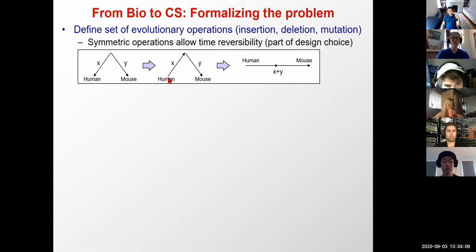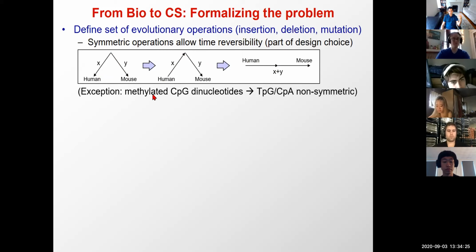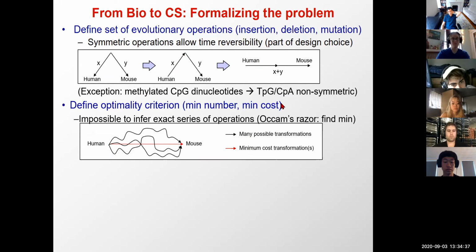And basically, the reason for time reversibility is that as we're aligning human to mouse, we want to be able to talk about operations that are directional. And whether they are moving in one direction or the other direction, it shouldn't matter. And that's why we have this time reversibility. And there are some exceptions with methylated CpG dinucleotides that become unmethylated and lose the methylated Cs that become Ts. But you don't have to worry about that.